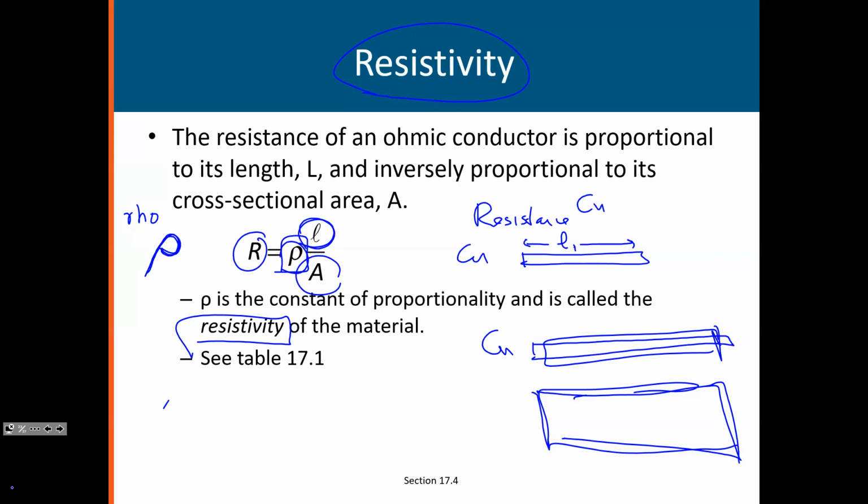So this is resistivity. It is rho. It is not P. P is this. This is a Greek letter rho. It is called the resistivity. It's not the same as resistance. Resistivity is a constant for a given material. So copper has a specific value for its resistivity.